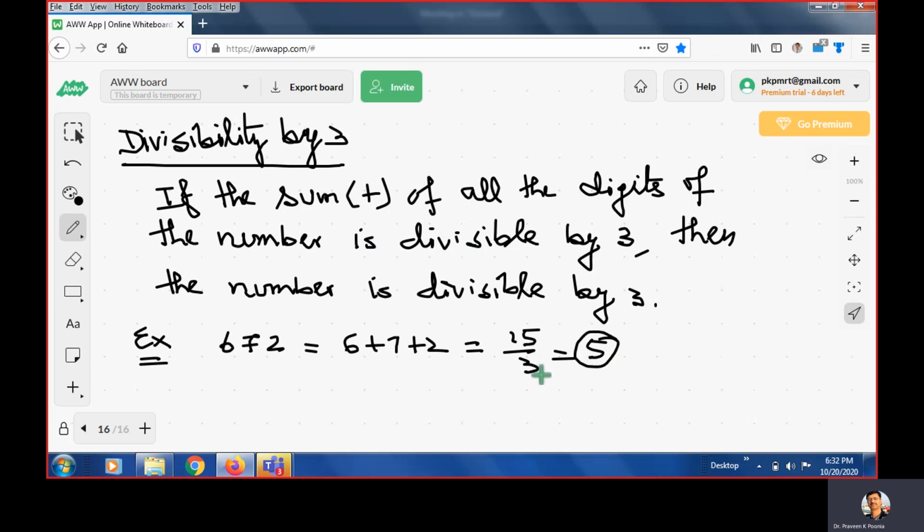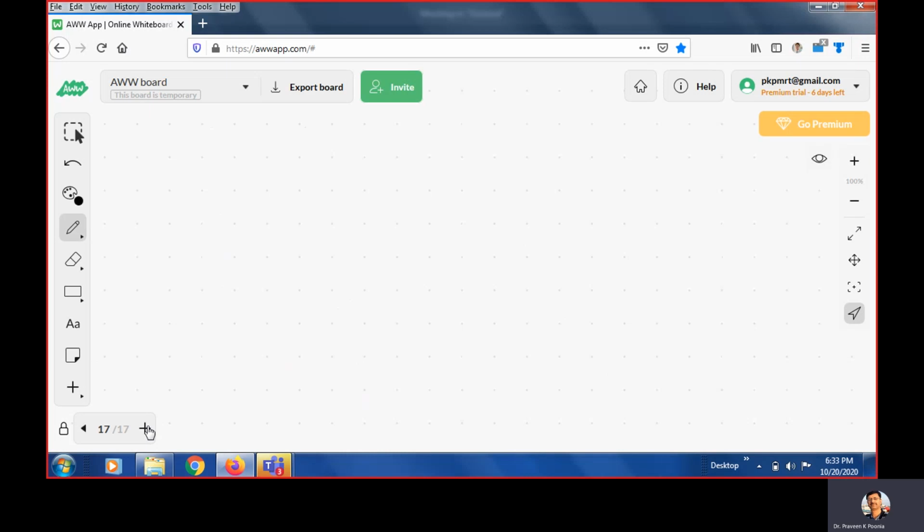Because 15 is divisible by 3, so 672 is divisible by 3. Clear? One more question I will solve in this. For example, if we are taking 1003, is this divisible by 3? Let us check. 1 plus 0 plus 0 plus 3. How much total? It is 4. And 4 is not divisible by 3. So this number is not divisible.